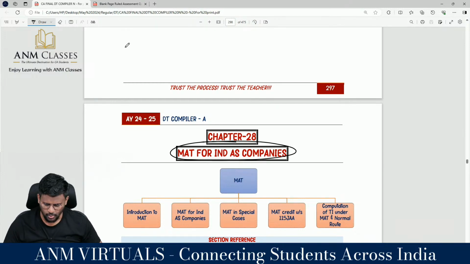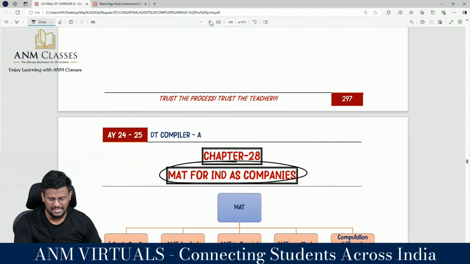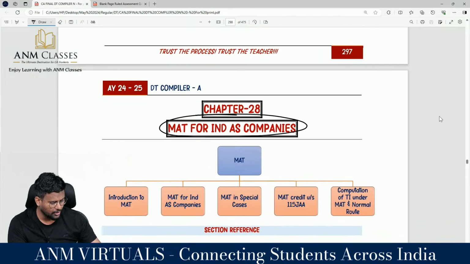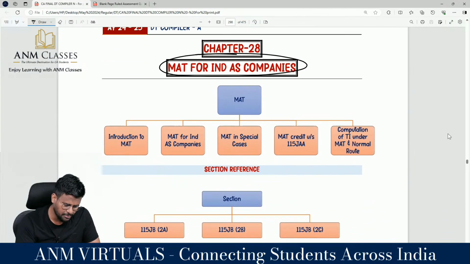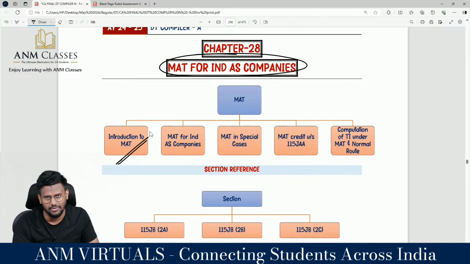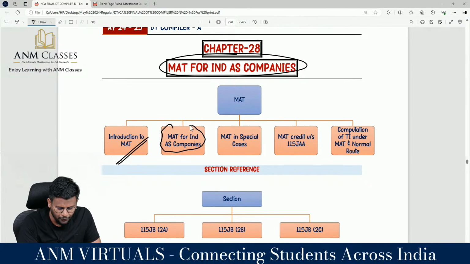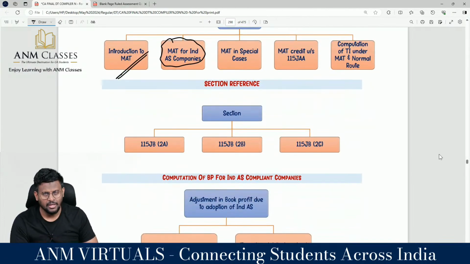Now, today in this slot, we are going to talk about a company for whom Ind AS is applicable. In financial reporting, you would have heard about Ind AS. So for a company, if Ind AS is applicable, that's what we have done as the introduction of MAT. Now, MAT for Ind AS company. For an Ind AS company, some special Ind AS adjustments will be there. How to calculate the MAT for that Ind AS company is what our discussion is all about.